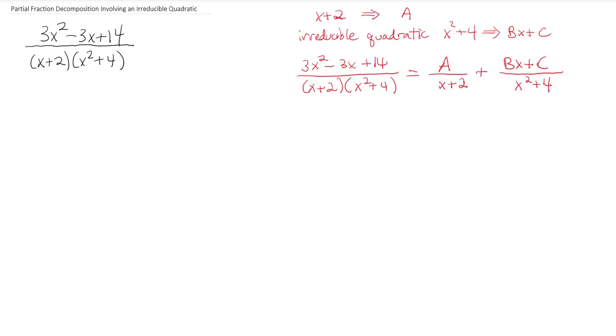Multiply this equation by the least common denominator, and we get 3x squared minus 3x plus 14 is equal to a times x squared plus 4, plus the quantity bx plus c times the quantity x plus 2.